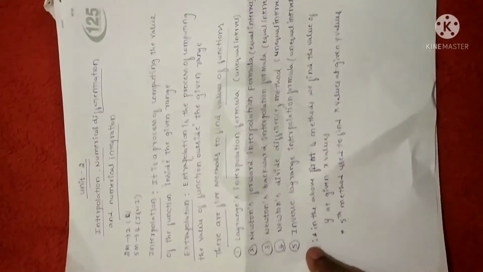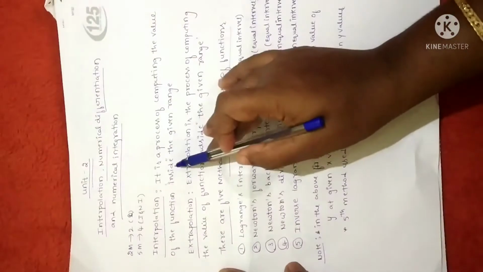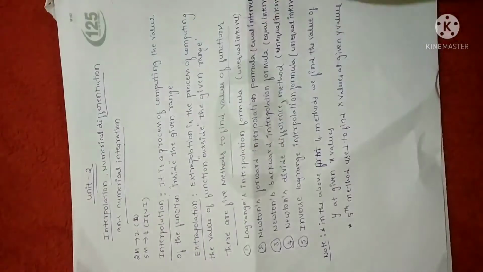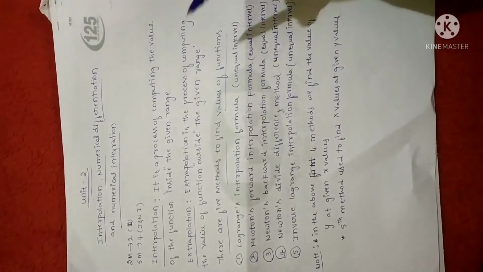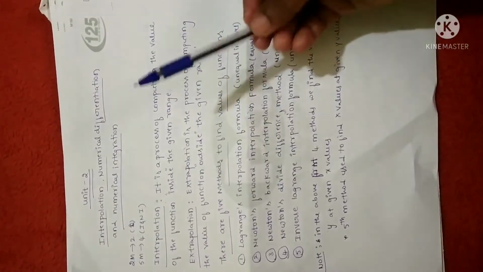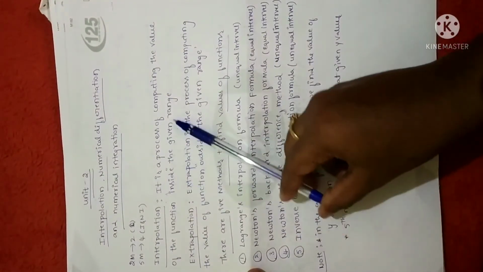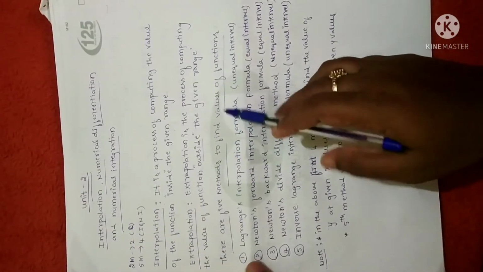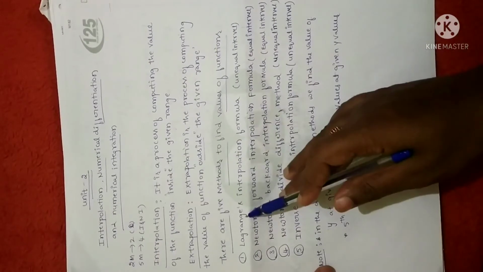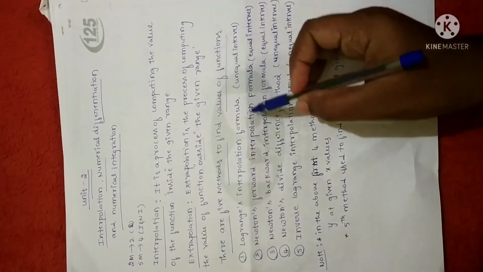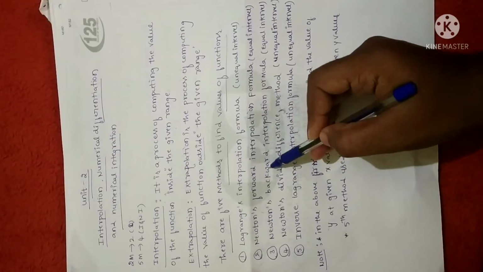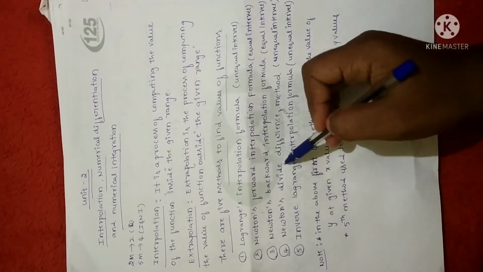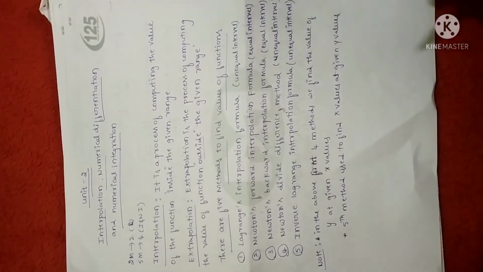Before starting the Lagrange interpolation method, I'll just recapitulate the concept that I have explained now. See here, interpolation is none other than the process of computing the values of a function inside the given range. Fine. You just copy to the notes. Again, these notes will be forwarded. Extrapolation is none other than outside the given range. So we have mainly 5 methods to find the values of the function. As I told you, Lagrange interpolation is for unequally placed intervals, Newton forward and Newton backward for equal intervals, whereas Newton divided difference and inverse Lagrange are for unequal intervals.